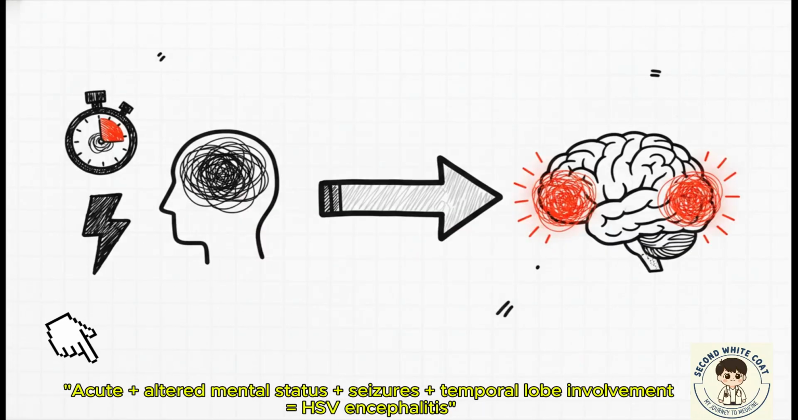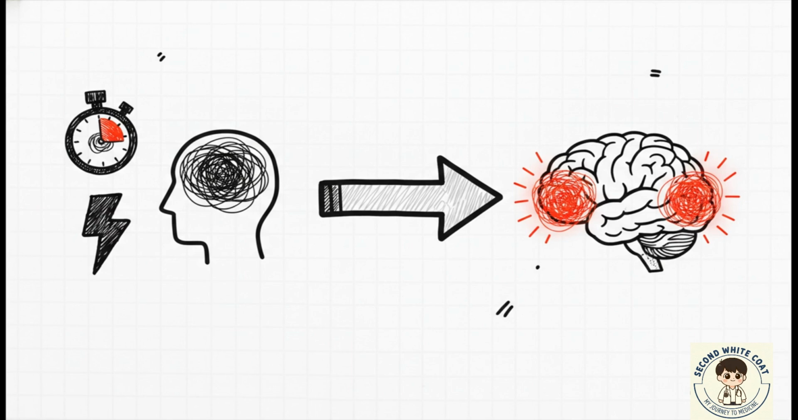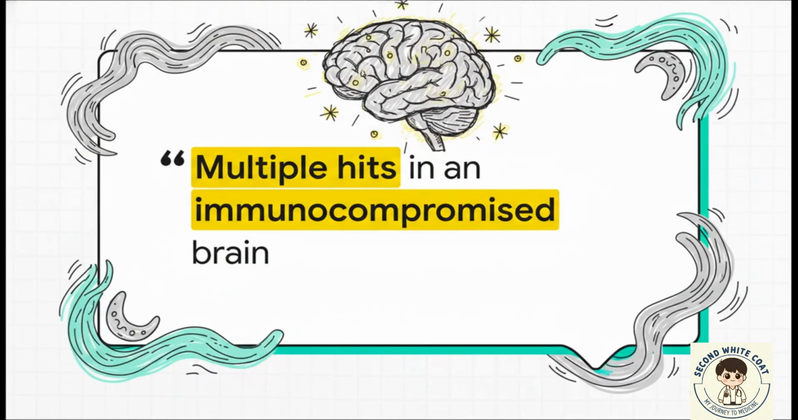So here it is. This is your trigger thought, your mental shortcut. When you see an acute, sudden onset of altered mental status and seizures, your brain should immediately scream HSV encephalitis. That has to be number 1 on your list. Okay, let's grab our next file and see how this works.